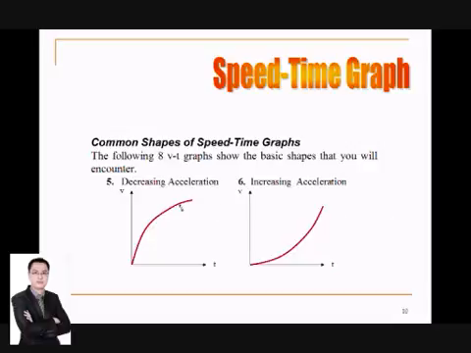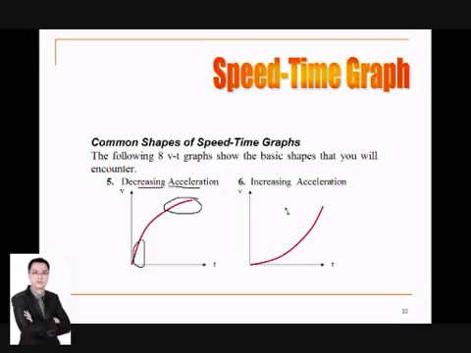Take a look at this. Here you have the gradient which is getting less and less steep. Initially it's very steep, and towards the later part, the gradient gets more and more gentle. How do you know? You can just draw a tangent at this point as well as a tangent at this point. You'll notice that the gradient of the tangent here is less than the gradient of the tangent there. So we have what we call a decreasing acceleration. Essentially, the velocity is still increasing, but towards the end it is increasing at a decreasing rate.